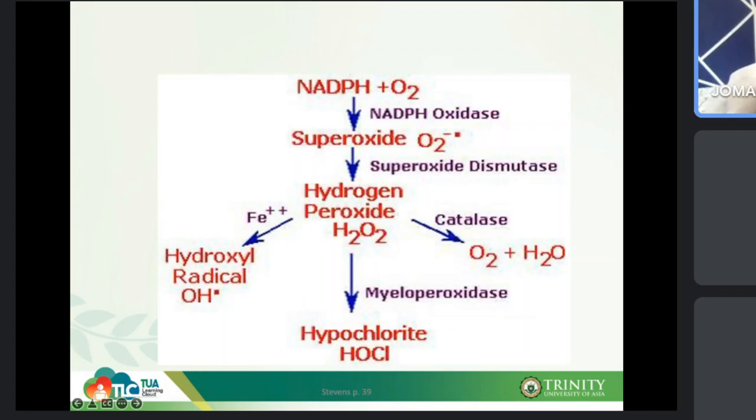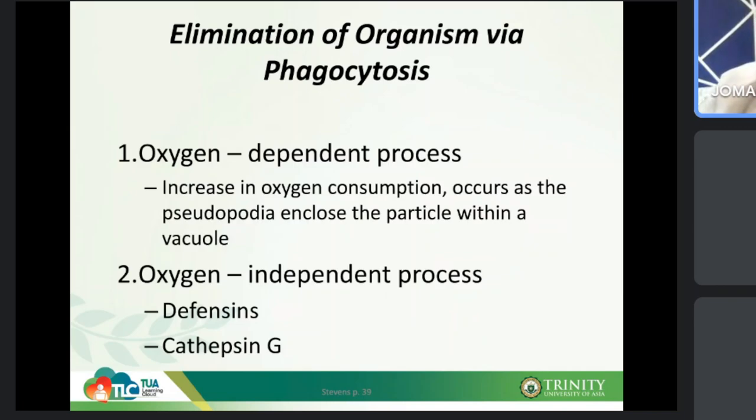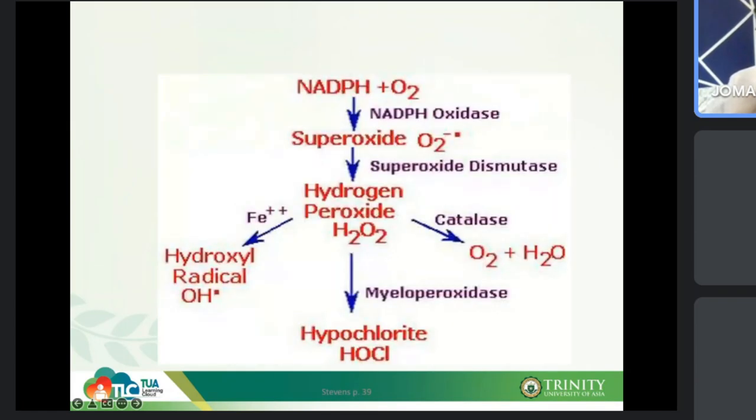reactive oxygen variants. Okay? Another way on how our cell destroys are through the help of other humoral components like your defensin and your cathepsin. Ito hindi nila kailangan ng oxygen, it is oxygen independent. So it only needs your defensins and your cathepsins. So yan yung process natin, oxidative burst ang tinatawag natin, where the microorganisms are killed through oxygen-dependent processes. Okay? So, ito po yung pangyayaring yan.